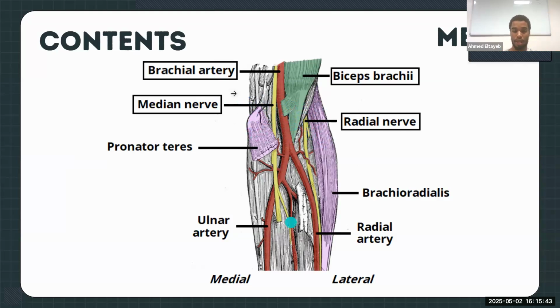Again, here we can see the borders. So medially we have the pronator teres, laterally we have the brachioradialis, and superiorly we have the imaginary line between the epicondyles.